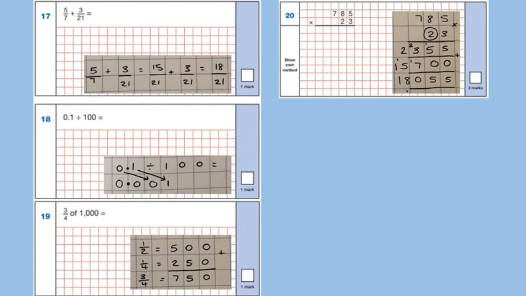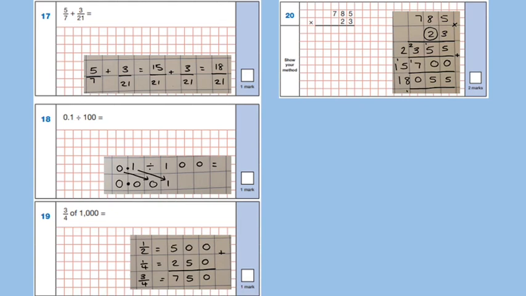Number 18. 0.1 divided by 100, so this means my number is going to be smaller than my original because I'm dividing it, and because I'm dividing it by 100, my digits are going to move two place values smaller because there are two zeros in 100. So as you can see below, my 1 has moved down two place values, my 0 has moved down two place values, my decimal does not move, it stays in the same place, and then I pop two zeros in the gaps that I had either side.